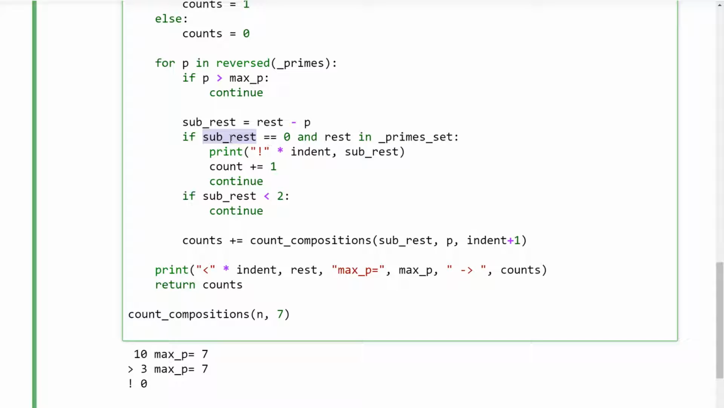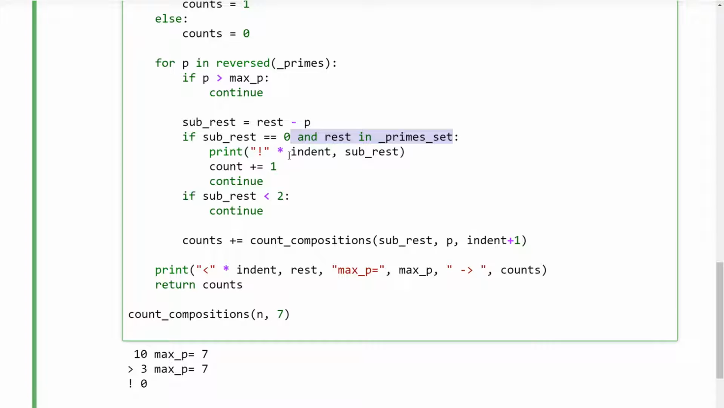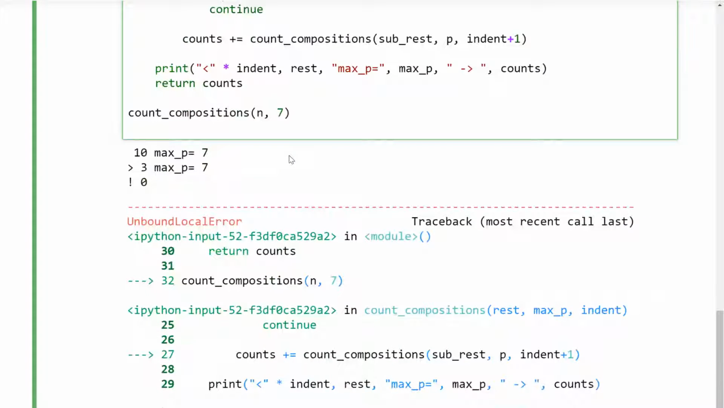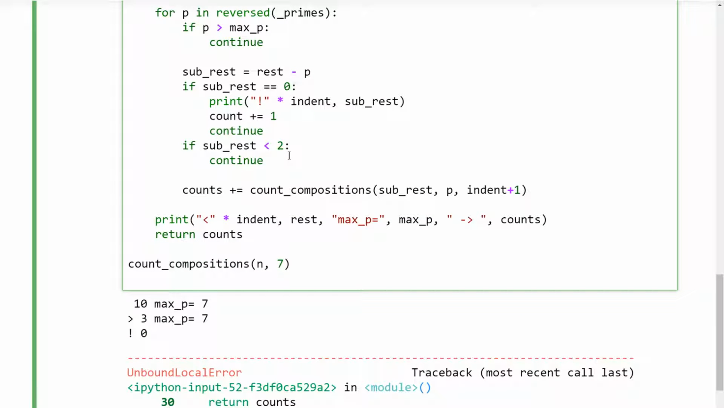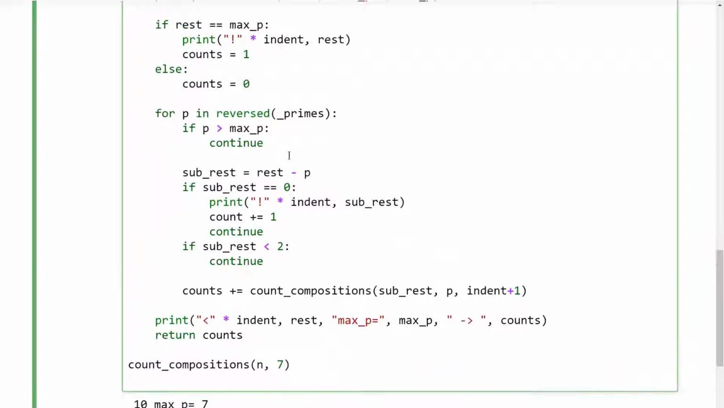Well, it has to be. Just subtracted it, then it is prime. We subtracted a prime from the rest, then it is prime, whereas this check is redundant. If subrest is 0, then rest was a prime. Yeah. How am I doing? Count plus equals. Oh, counts.